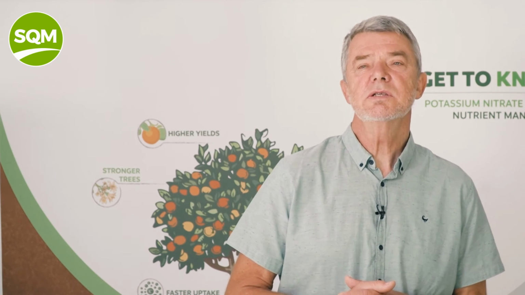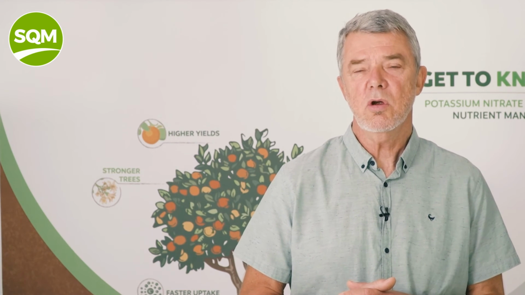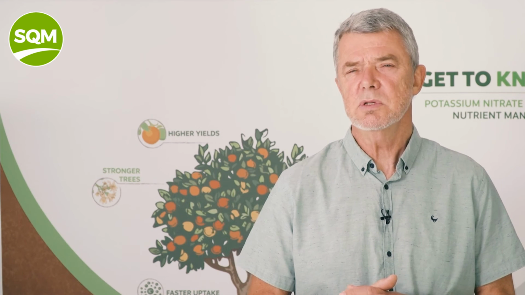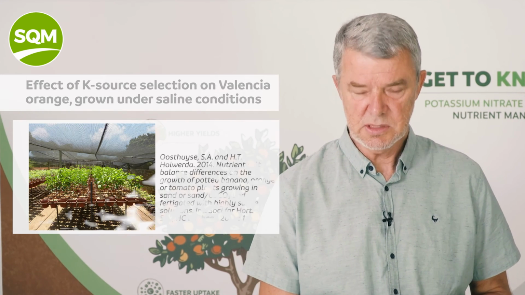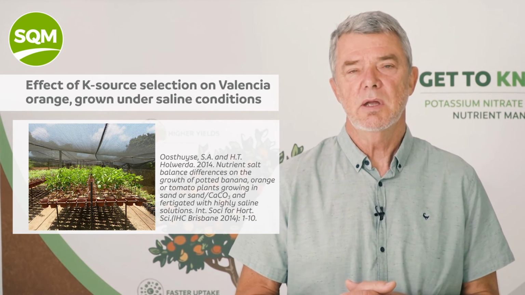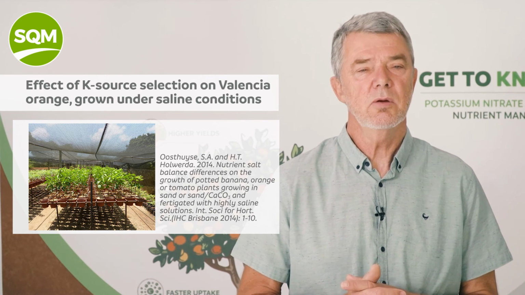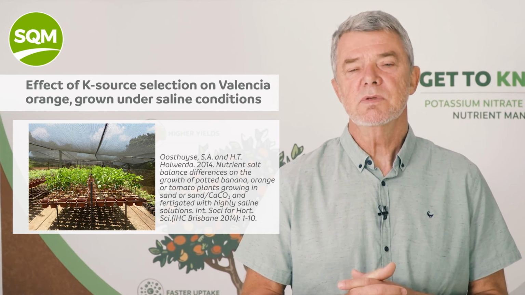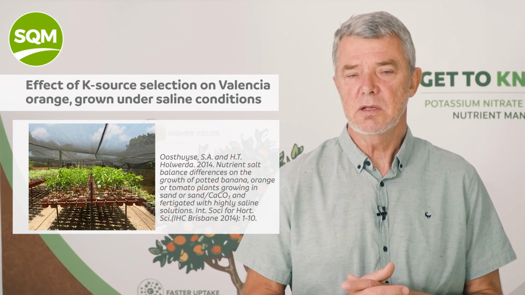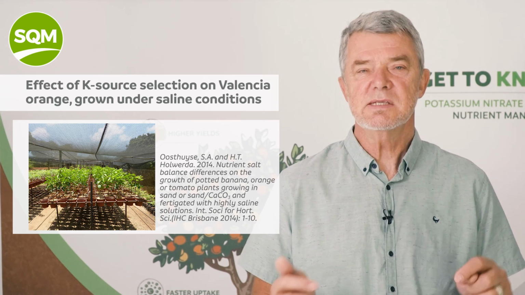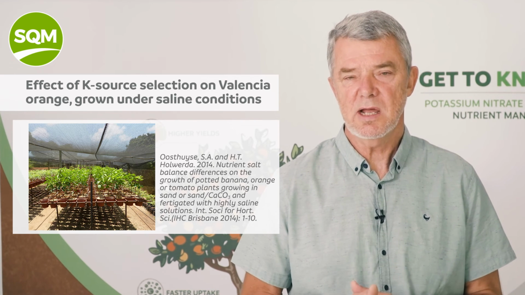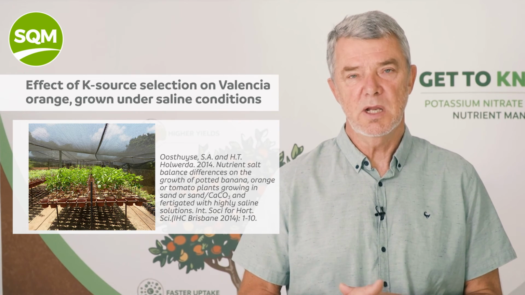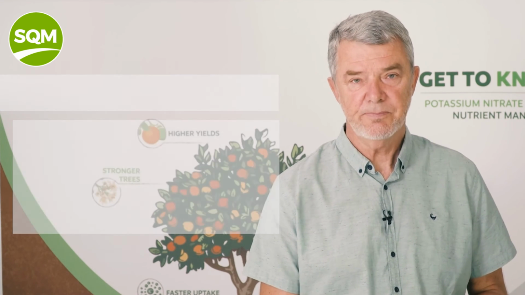The last factor or comparison between nitrate and ammonium is very important in saline growing conditions, and this was a trial done by Dr. Oosthuizen and co-author in South Africa, and it shows citrus seedlings that were grown in sand pots, and to that sand was added sodium chloride to make it more saline, and to other pots was added sodium chloride plus calcium carbonate to make it saline plus a higher pH.